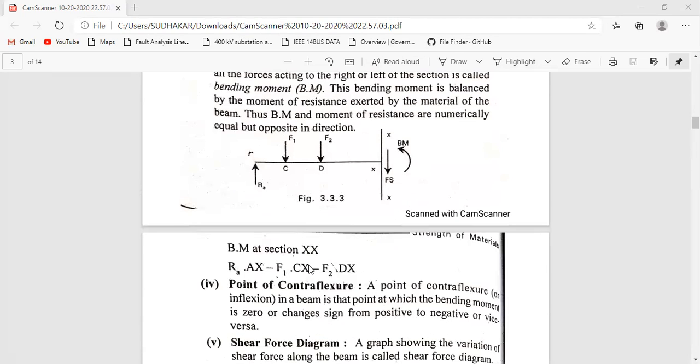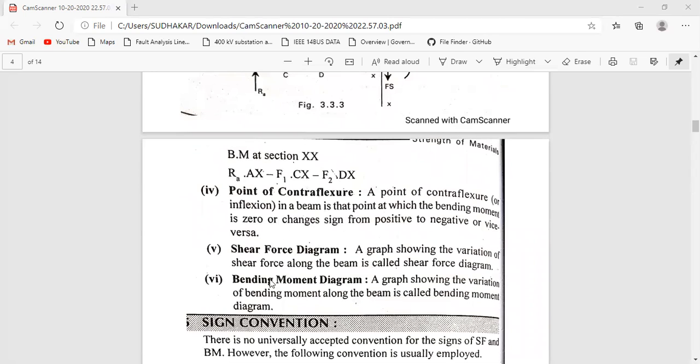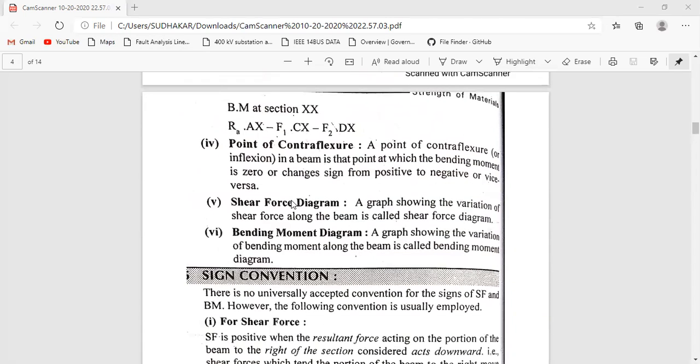Here we consider a sign convention. All clockwise bending moments will be positive, and all anti-clockwise bending moments will be negative. The point of contraflexure is nothing but the point where the bending moment reaches zero, or changes sign. We can call it a point of contraflexure. We will discuss it along with the problems here.